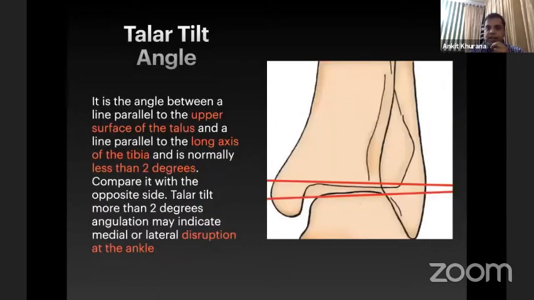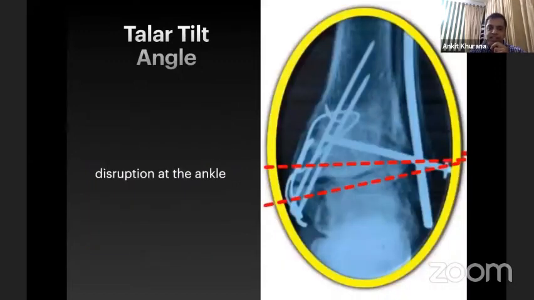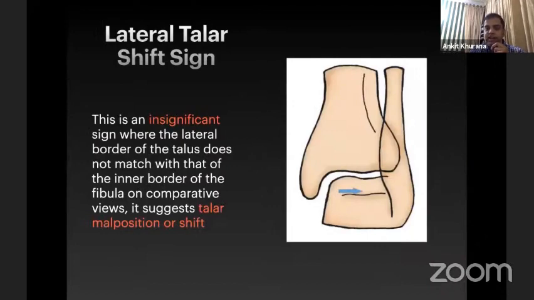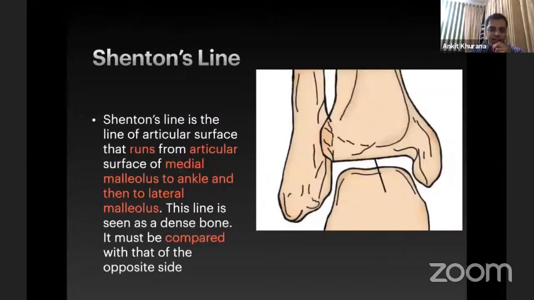break. The talar tilt angle is an angle between the ankle mortise and the superior dome of the talus, and a tilt of more than 2 degrees angulation indicates a disruption of the ankle, as is seen in this malreduced ankle. Similarly, a talar shift test is again not very significant, but it indicates a talar malposition or shift. The Shenton line of the ankle is drawn by connecting the articular surface of the medial and lateral malleus as well as the tibial plafond, and it should always be compared to the opposite side.